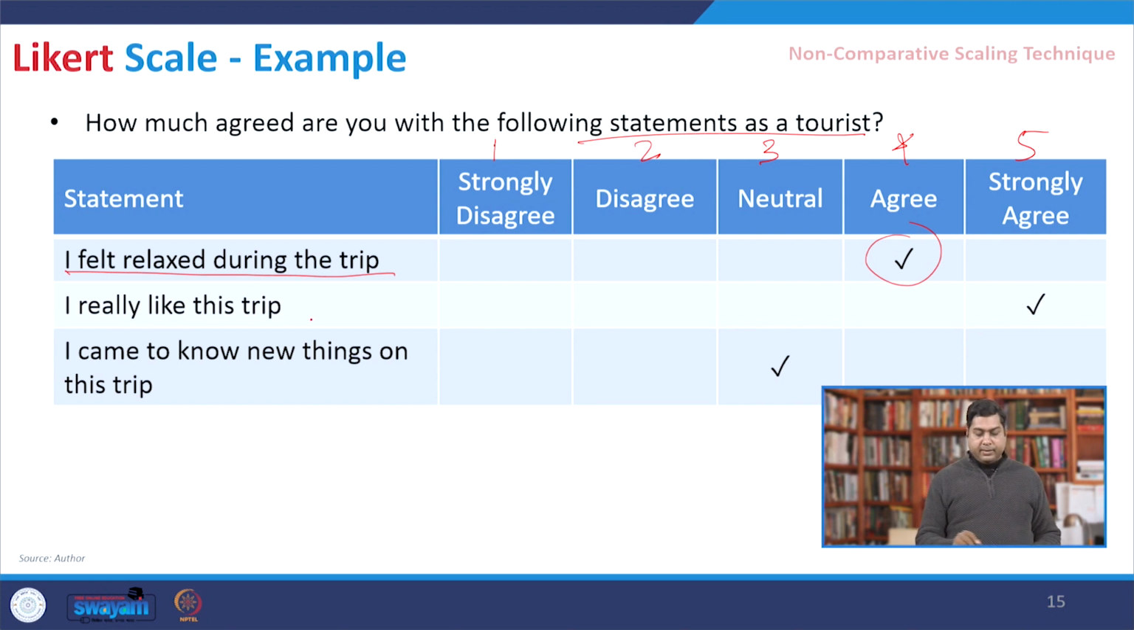I really like this particular trip: strongly agree is the answer. Then, I came to know new things on this trip, where probably I am not able to give an answer, so it is probably neutral. I am not saying that I disagree with the statement that I have not learned anything new on this trip. Like that, in the agreement scale we can measure it.